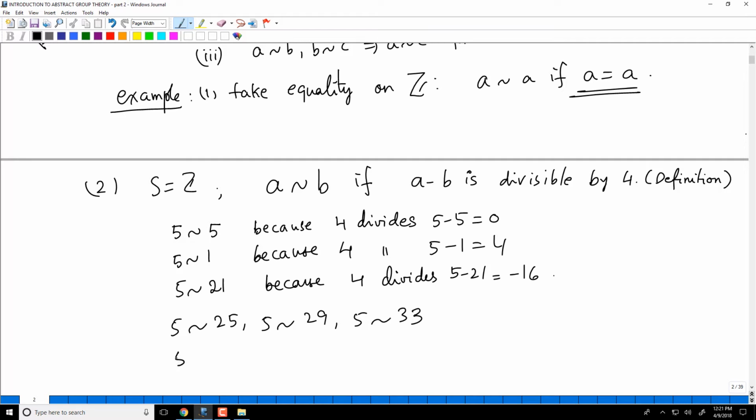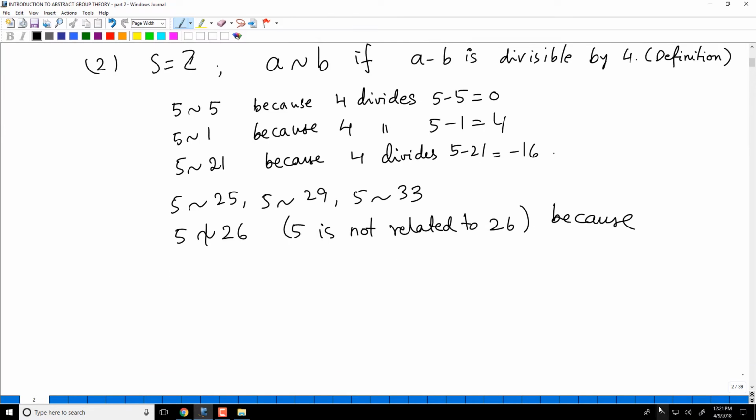But 5 is not related to 26, because what is 5 minus 26?